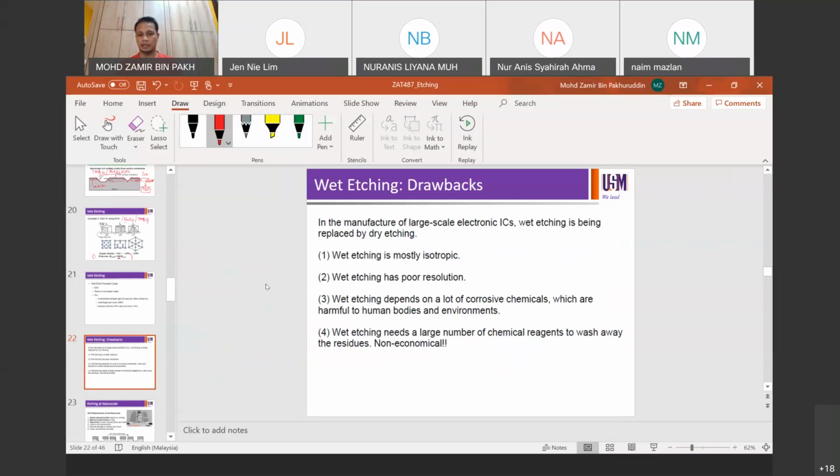Wet etching needs a large number of chemical reagents to wash away the residues. Well, when you run the wet chemical process in a bath, like the big sink I mentioned earlier, you can run the process in batches. You can just soak all the wafers and then we wait for a certain time, certain temperature, done. But to be able to make it happen, you need to provide a high volume of wet etching solution in the bath in order to enable the etching process. So that in itself is quite non-economical. But generally, if you compare this to dry etching, it's still economical in comparison to the dry etching process.